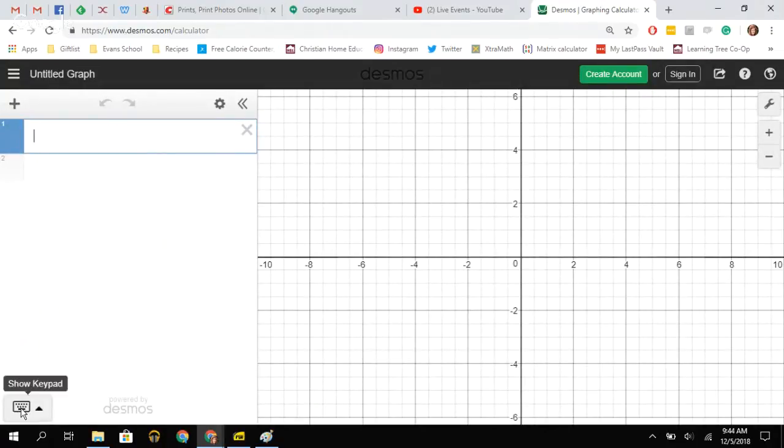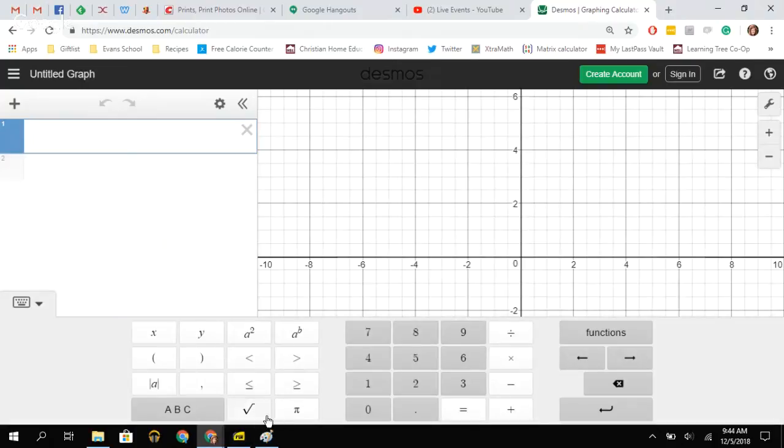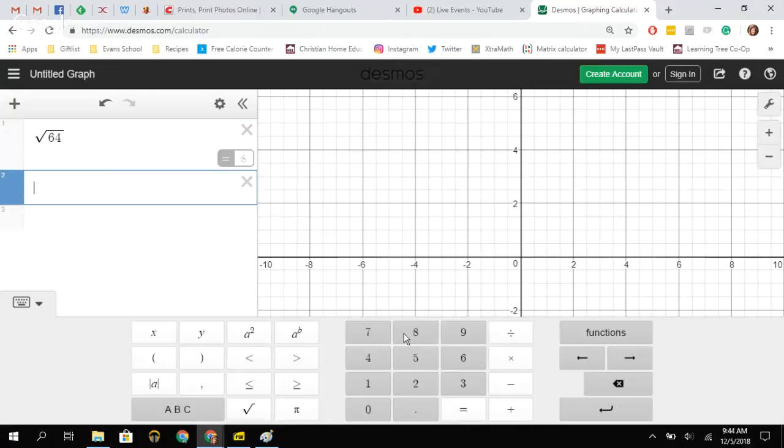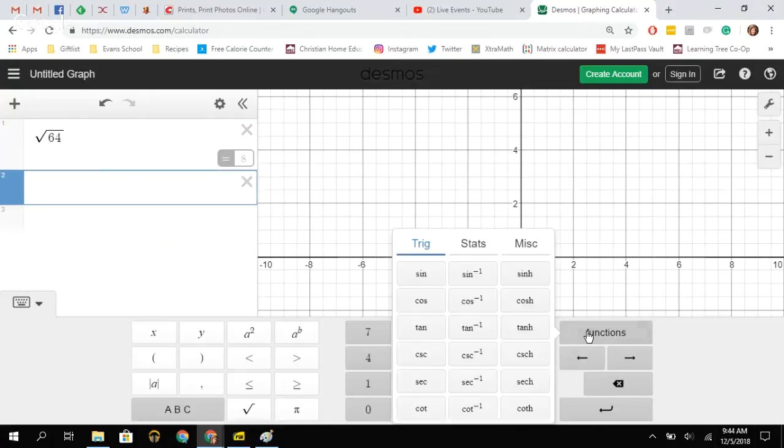And if you go to take the square root of a function, you can see that even calculators just assume the radical sign is taking the square root. The square root of 64 is 8. But if you dig a little deeper into the menus and go to functions, under miscellaneous, you'll see that there's an nth root here.